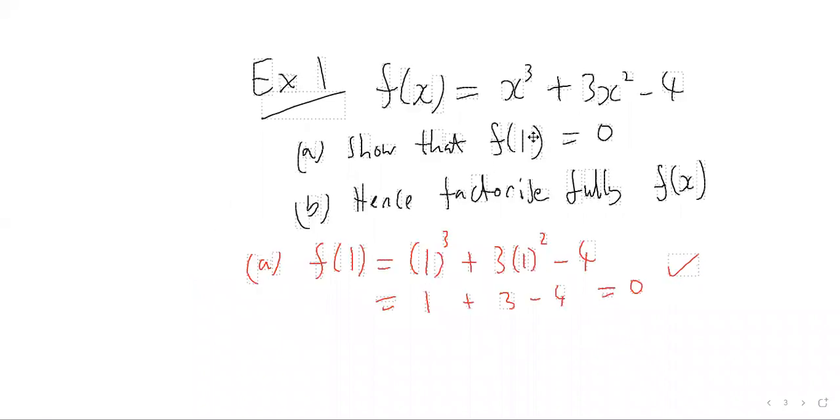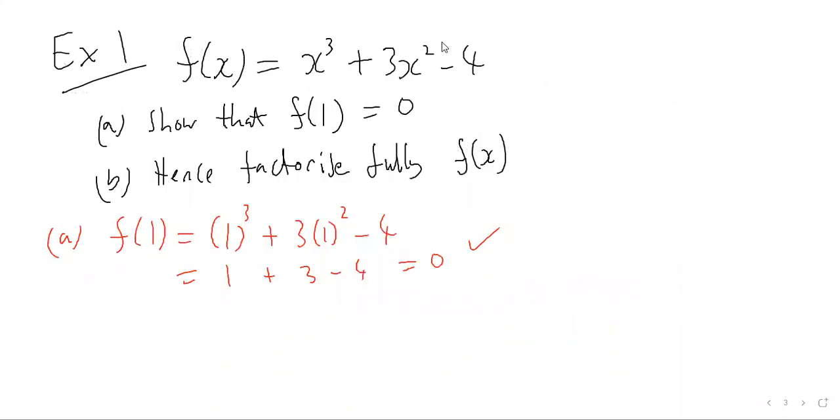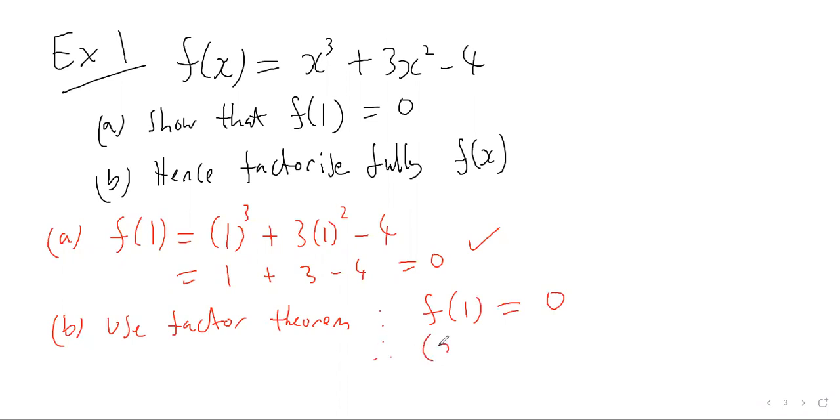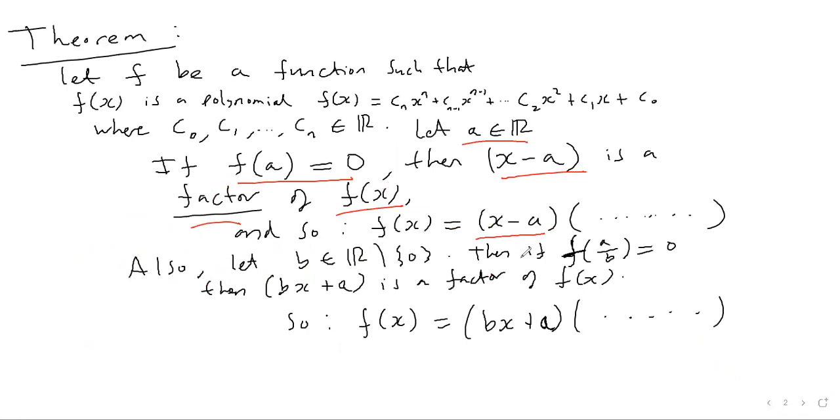So hence we want to now factorize this function. So now we need to use the factor theorem to help us out. So with part B, we're going to use the factor theorem. So part B, I'll do it in red pen again. So B, use factor theorem. Okay, so f of 1 equals 0 because we did that in part A. So therefore, x minus 1 is a factor of f of x.